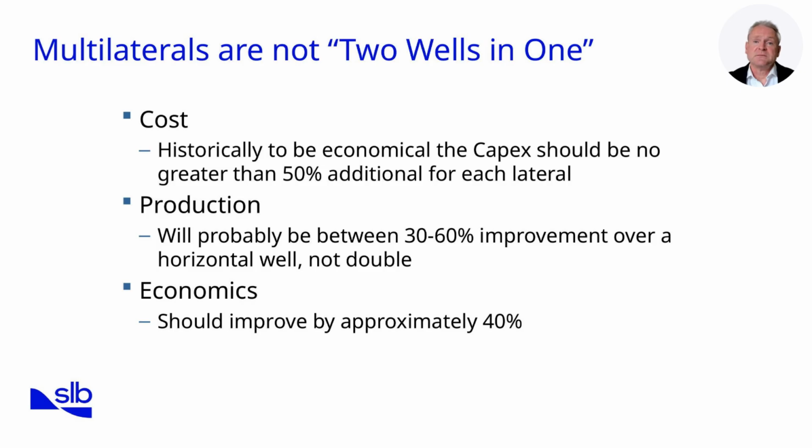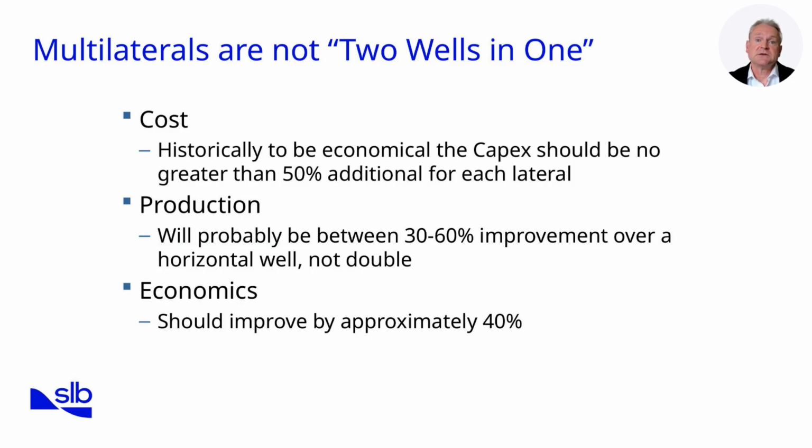One common misconception is that a multilateral well delivers the equivalent of 2 separate wells. In reality, the economics and performance are more nuanced. Let's start with cost. Historically, for multilaterals to be considered economically viable, the capital expenditure per additional lateral should not exceed approximately 50% of the base well. That's far lower than drilling a completely separate well.